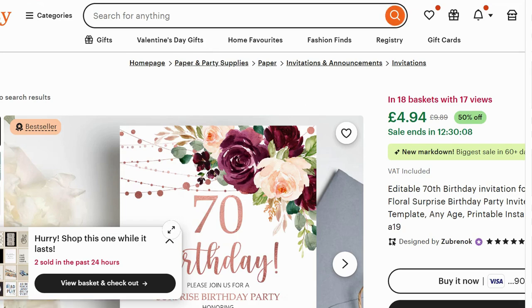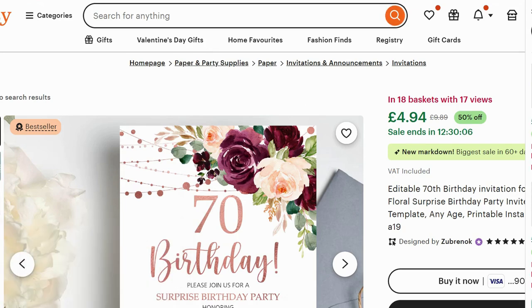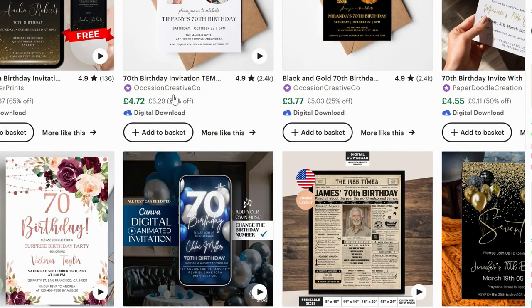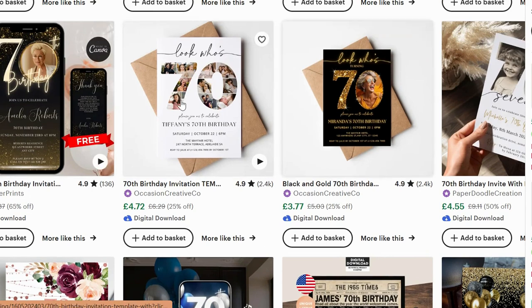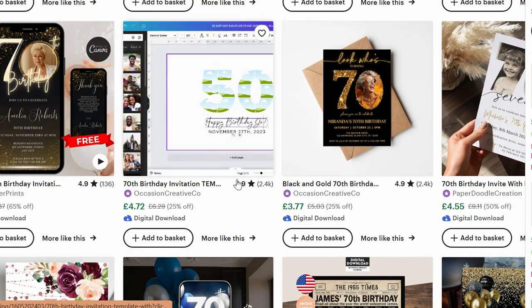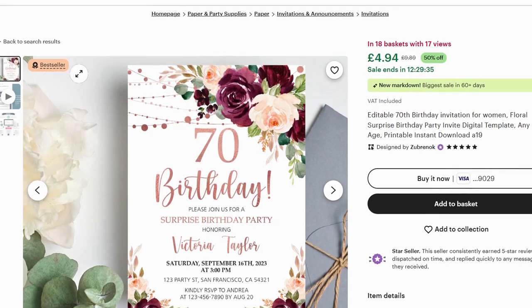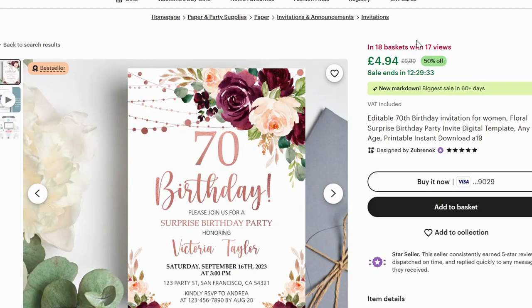We can see this one is a bestseller. We didn't see that on the first page. It wasn't showing up as bestseller on the first page, but this is why you open up a decent amount of these listings, just to do your due diligence. I've definitely seen that this is a bestseller. It's making sales. It is in baskets. People are looking at this actively and on a daily basis.